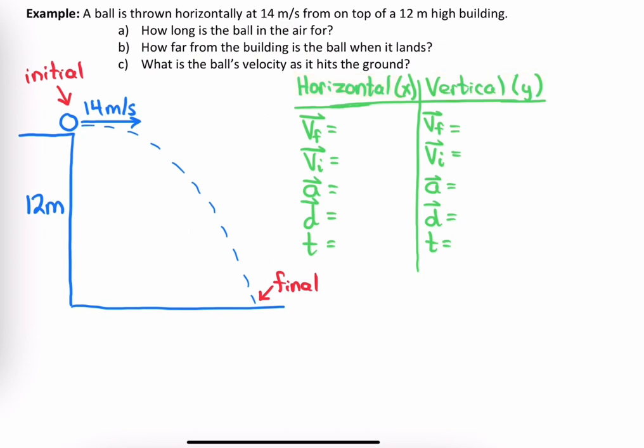So let's look at what's given to me in the problem. The ball's thrown horizontally at 14 meters per second. That is at the beginning of my problem, so that's initial. It's in meters per second, so it's a velocity. So that's going to be an initial velocity. So it's either going to go here or here. Now, is that initial velocity in the horizontal direction or in the vertical direction? Well, looking at my diagram, we see that this 14 meters per second is horizontal. Also, it tells us in the question it's horizontally. So that 14 meters per second is going to go in for VI in the x direction.